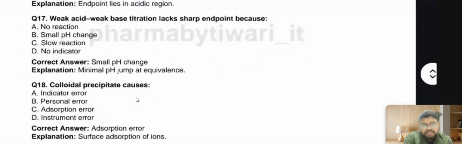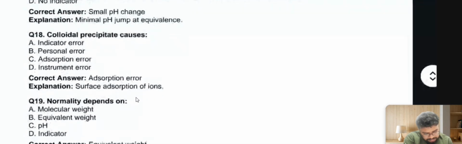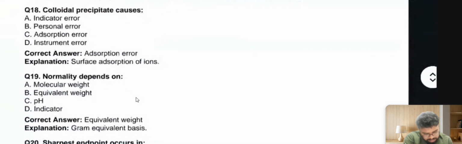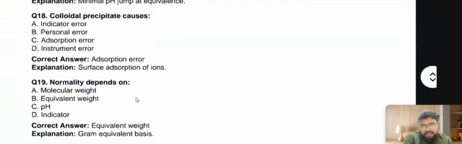Colloidal precipitate causes indicator error, personal error, adsorption error, instrument error. The correct answer is adsorption error. Why adsorption error? Surface adsorption of colloidal precipitate causes surface adsorption of ions. Okay, let's see question number 19. Normality depends on molecular weight, equivalent weight, pH, indicator.